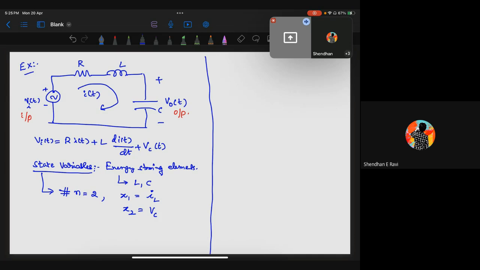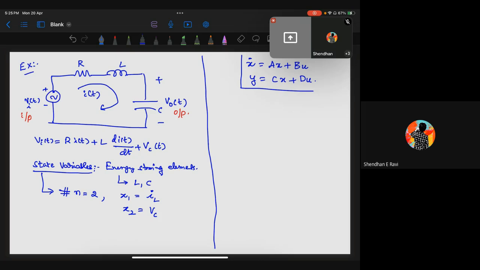Next, what is the state variable form? The state variable form is x dot equal to Ax plus Bu, y equal to Cx plus Du, where A and B are matrices. Now, what is x here? Our x is two variables, x1 and x2, which is nothing but IL and VC.